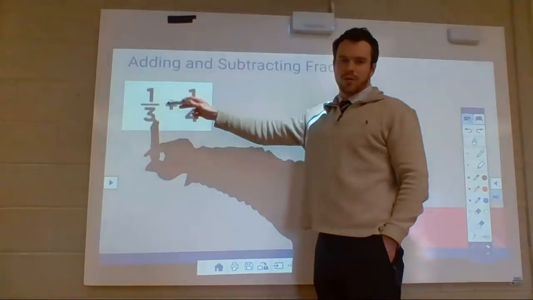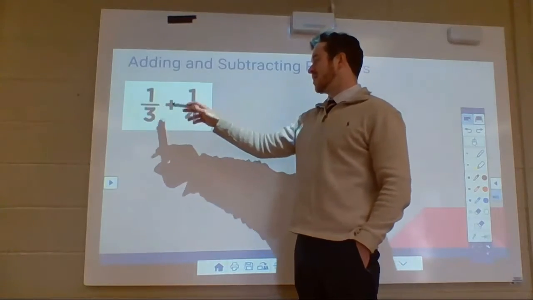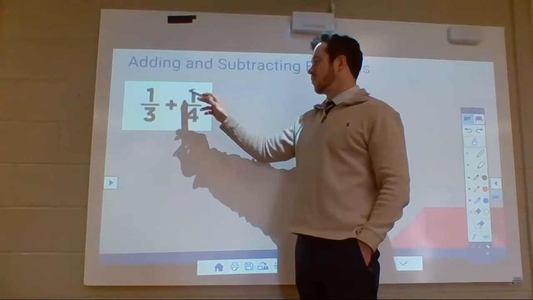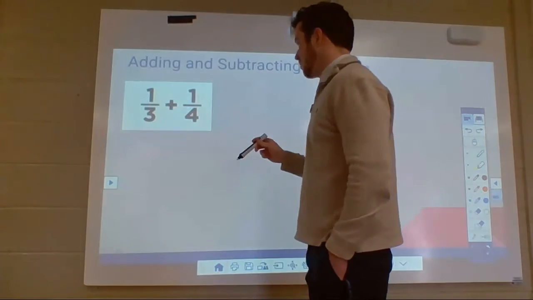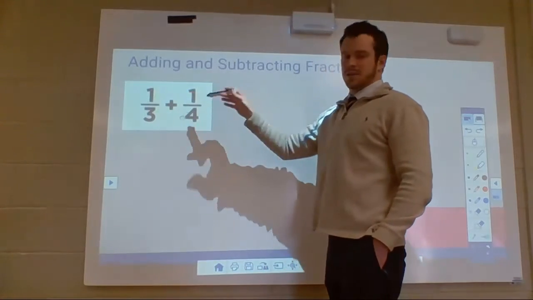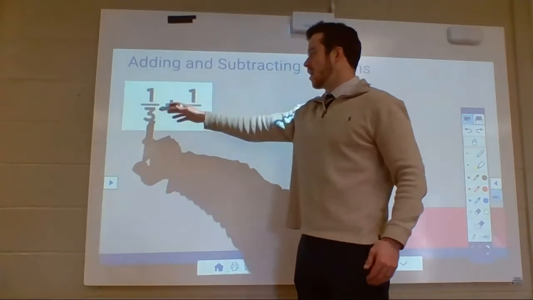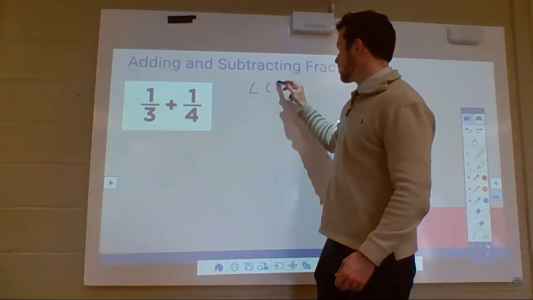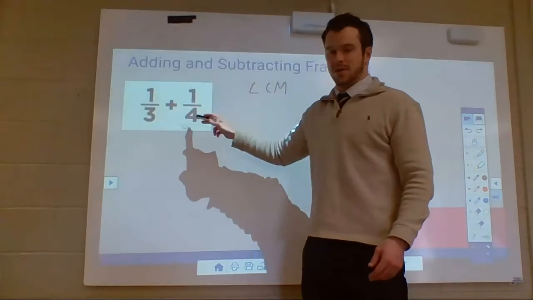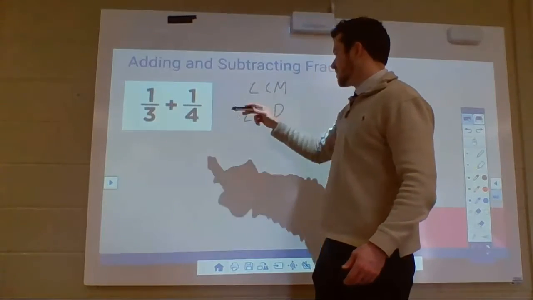So let's add 1/3 plus 1/4. The first thing I notice about these fractions is that they have different denominators. And in order to add and subtract fractions, we need them to have the same denominator. So we need to convert these in a way that makes them have the same denominator. So what I'm going to do is look at the least common multiple of 3 and 4, the least common multiple of the denominators, which we can also call the least common denominator, the LCD.